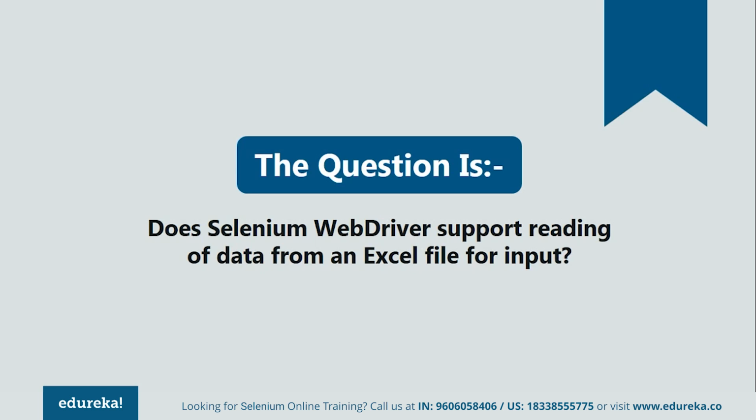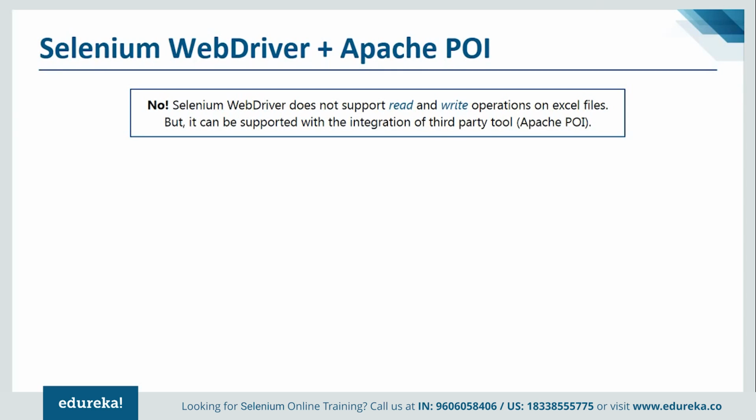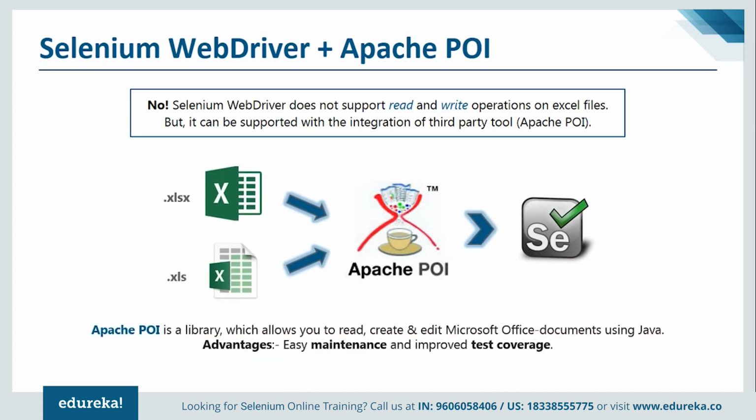We have to use this open source framework called Apache POI for that purpose. So what is Apache POI in this case? Apache POI is an open source framework written in Java to support the read and write operations of Microsoft Office files on Selenium. So it's basically a library which can be referred to in the Selenium code.